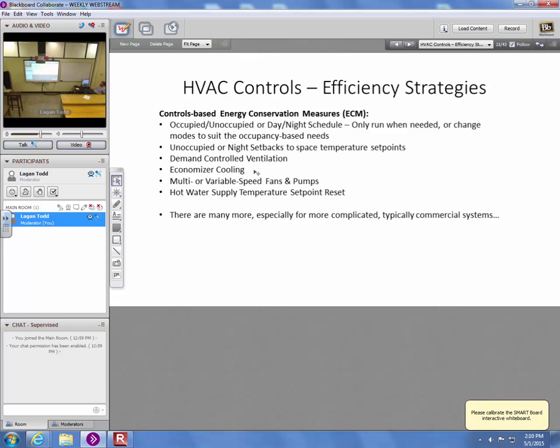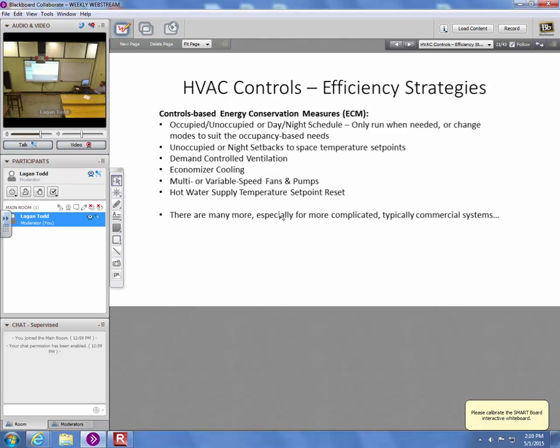Demand control ventilation, we'll get a little bit more into this. I'll just list it for now, we'll talk more about it. And then economize your cooling, using the cool outside air to cool whenever possible instead of running compressors in an air conditioning system or running a chiller or whatever mechanical cooling system you might have. And then multi or variable speed fans and pumps versus just on-off at constant speed. And hot water supply temperature set point reset. So this is going to be like that discharge air temp reset that I was describing with that pneumatic controller. We'll talk about a different context for that. We'll get into a little more detail on it.